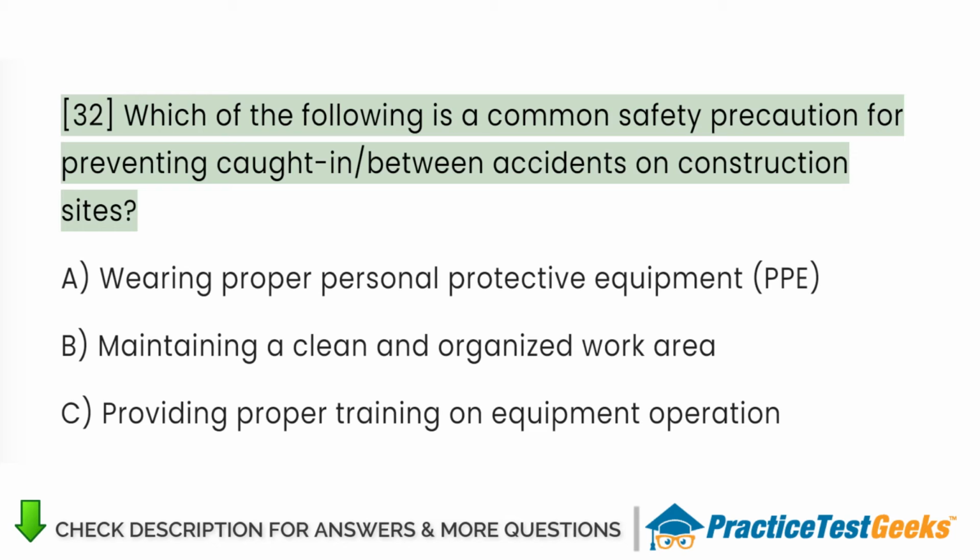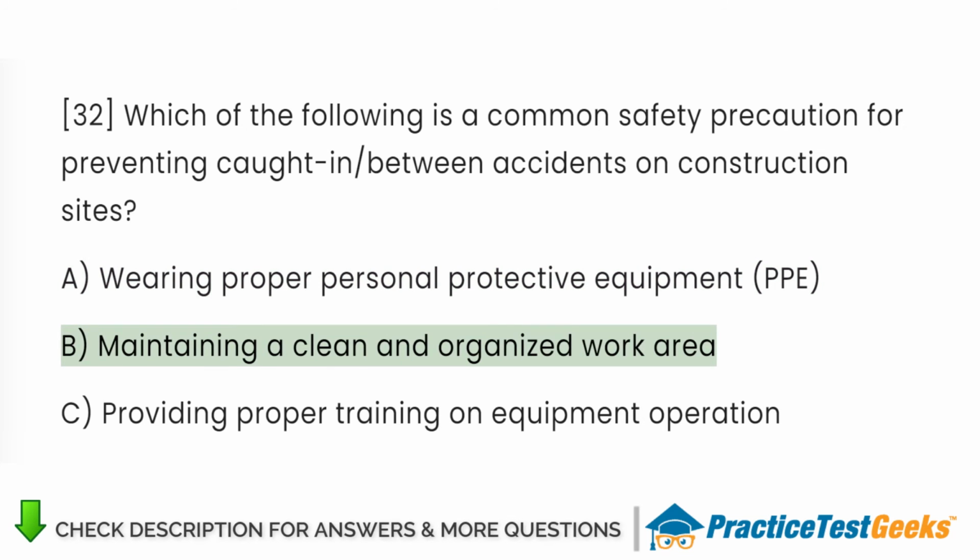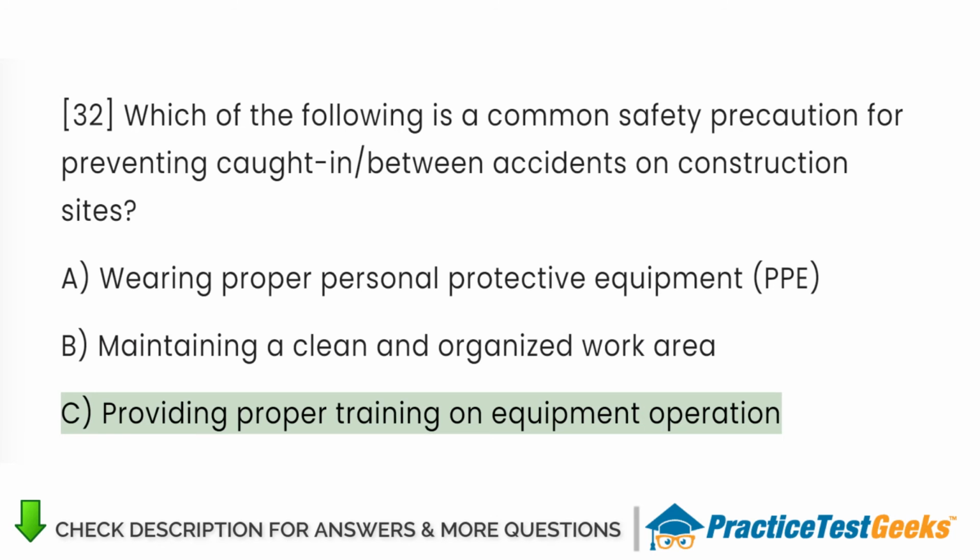Which of the following is a common safety precaution for preventing caught-between accidents on construction sites? A. Wearing proper personal protective equipment, PPE. B. Maintaining a clean and organized work area. C. Providing proper training on equipment operation.